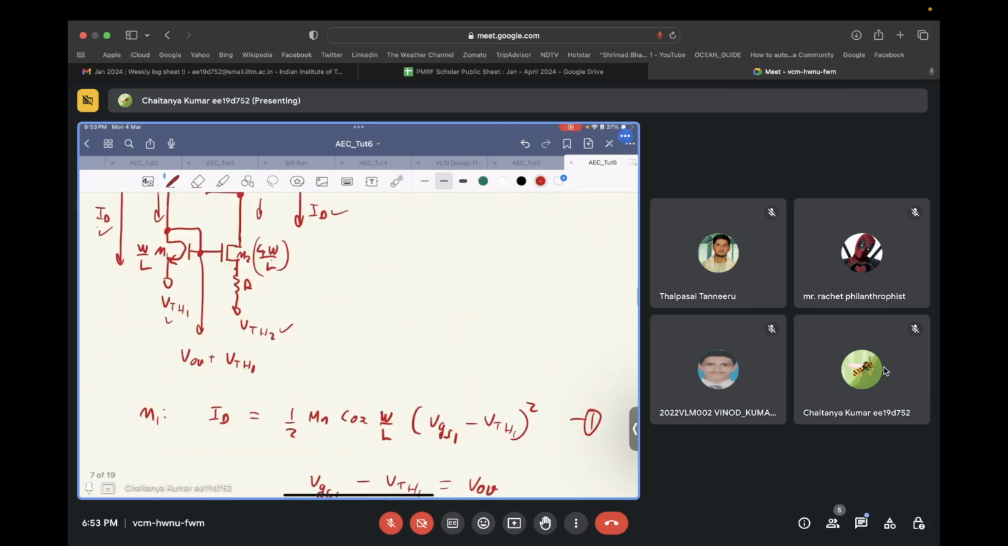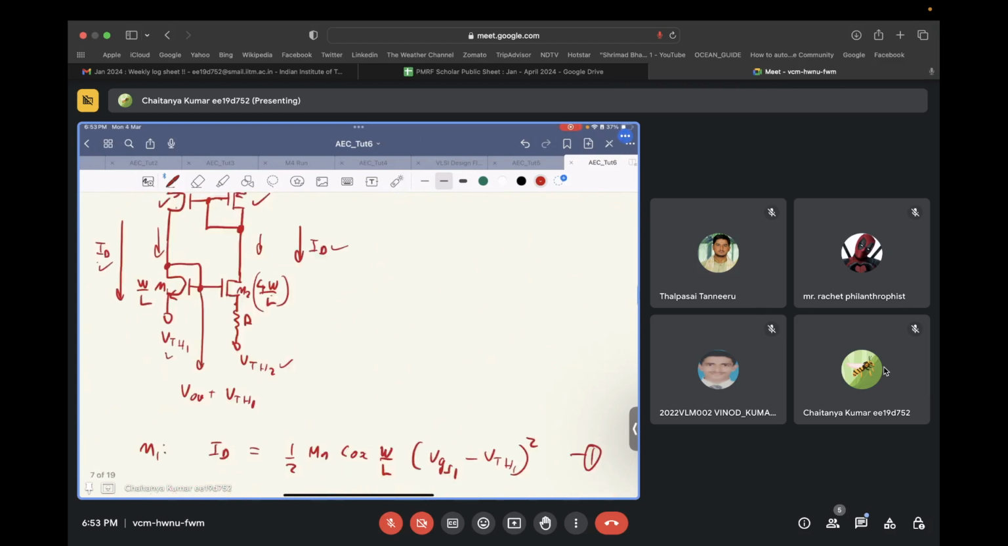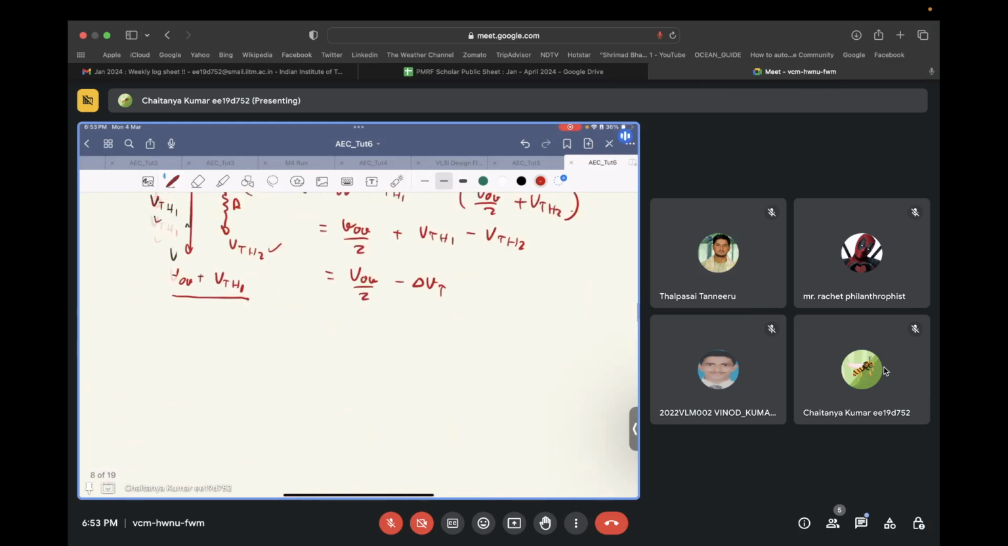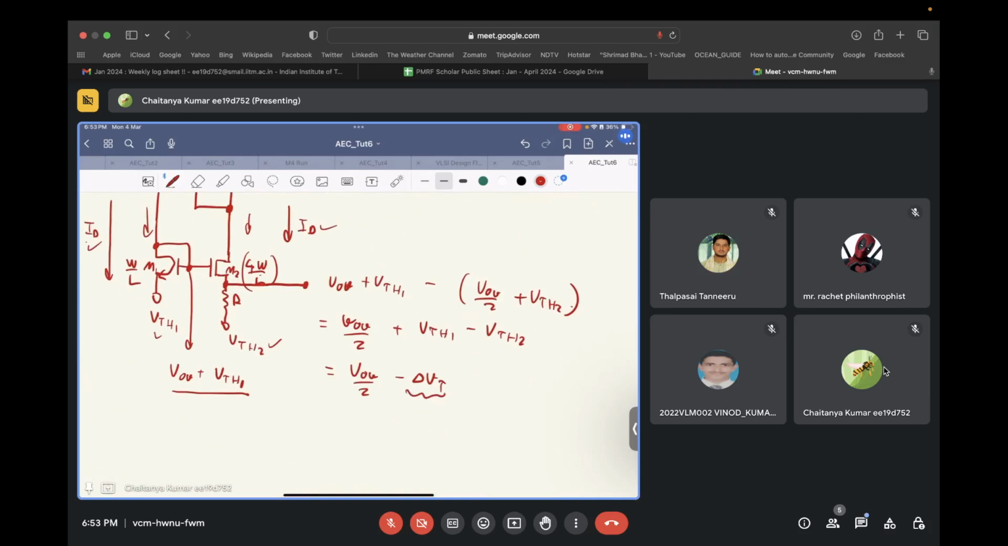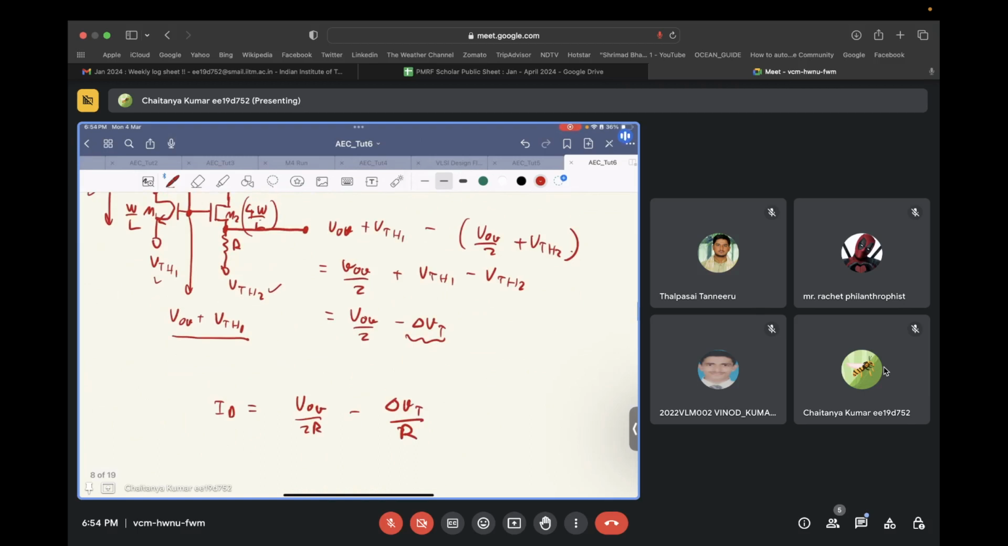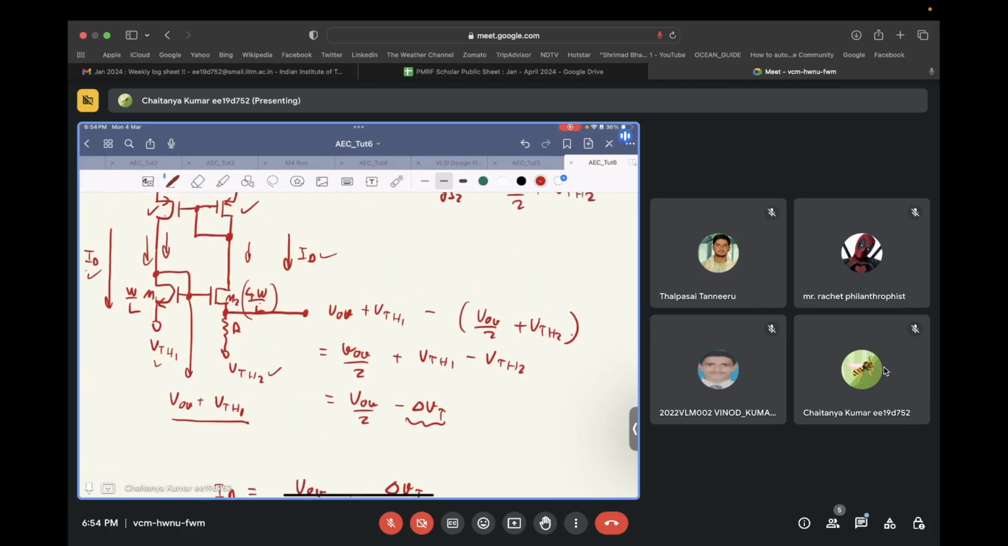Why? Because initially we said that VTH2 is basically VTH plus delta VT, and VTH1 is equal to VTH. So you see that there is one extra term that has popped up in the voltage expression at the source of transistor M2. And if we calculate the current now, ID will be equal to V overdrive by 2R plus, sorry, minus delta Vt by R. Okay, if this is the ID, this same ID is mirrored in transistor M1 also.